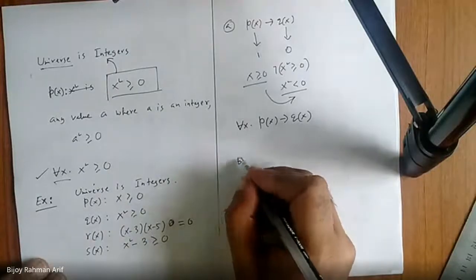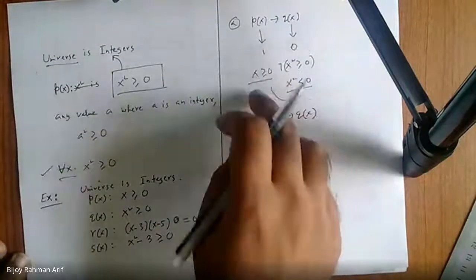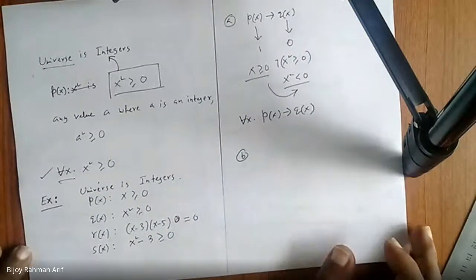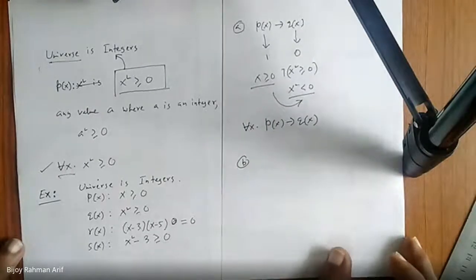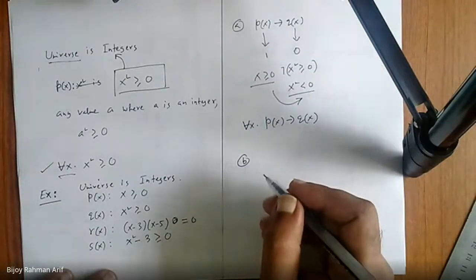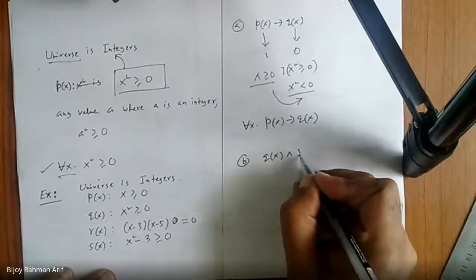Let's do number B. Sir, basically we take the wrong case, the one that has a chance of being false. For implication, we do that. Don't memorize by heart. Each one has its own strategy. This is the strategy for implication, but other strategies can be different. How about this? Q(x) and R(x).